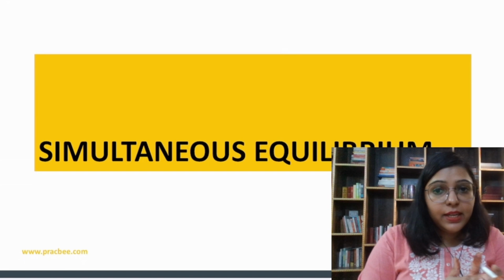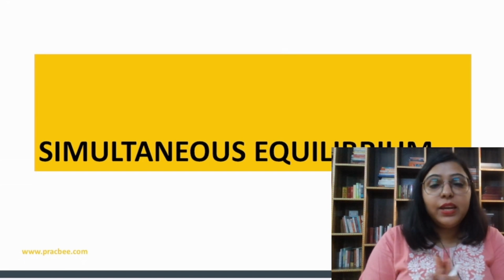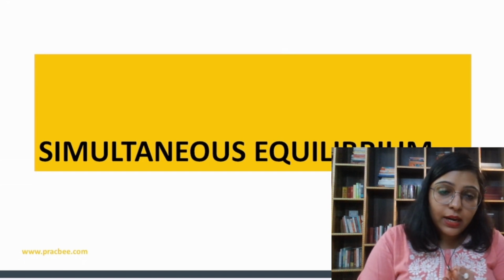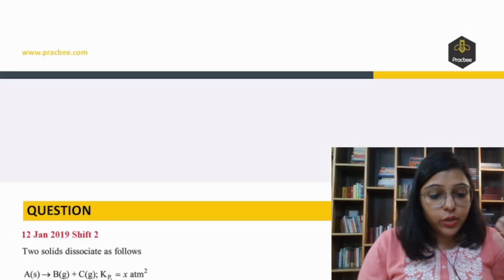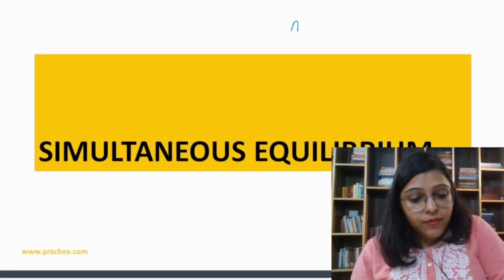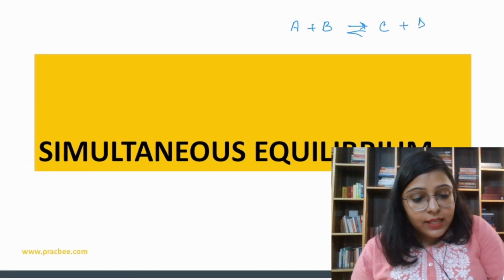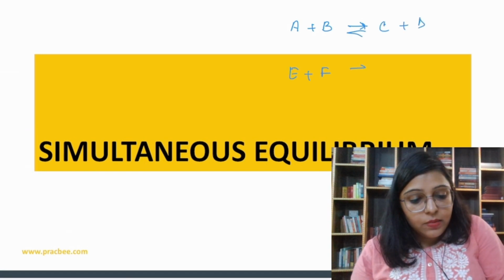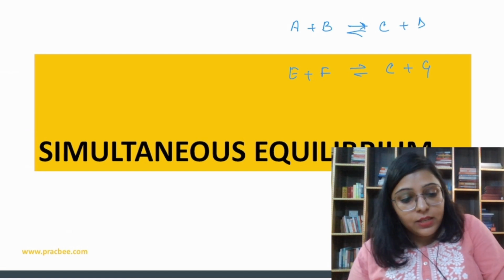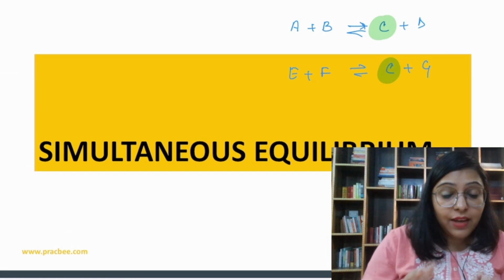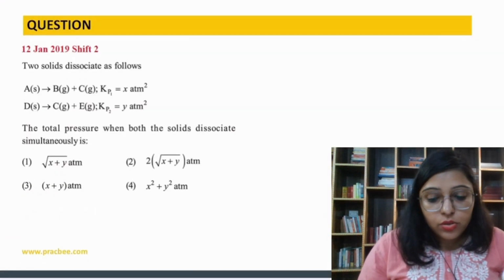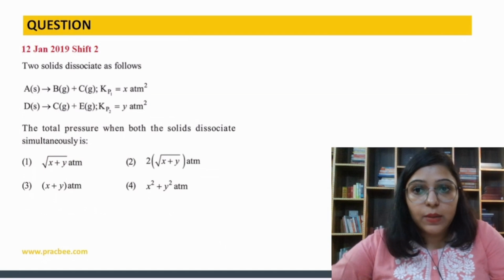ठीक है. So simultaneous equilibrium means कि we are having two reactions, and in the two reactions one of the products is going to be common. Just for example, we have A plus B in equilibrium with C plus D. And if we have E plus F in equilibrium with C plus G, so here C is going to be common, na? So it means simultaneous equilibrium, right? So we have these types of reactions. So let's see how to solve this type of question.